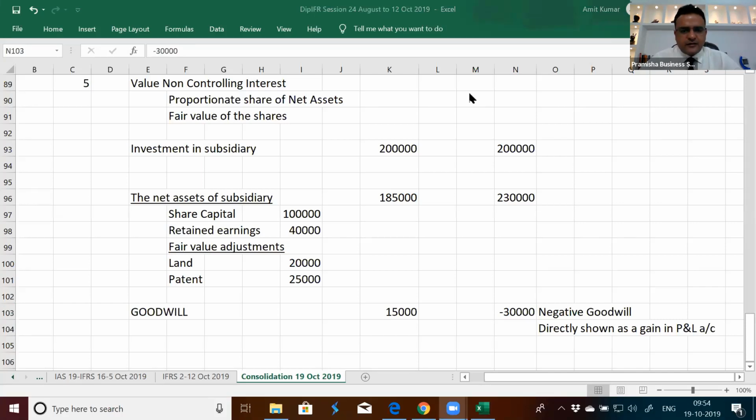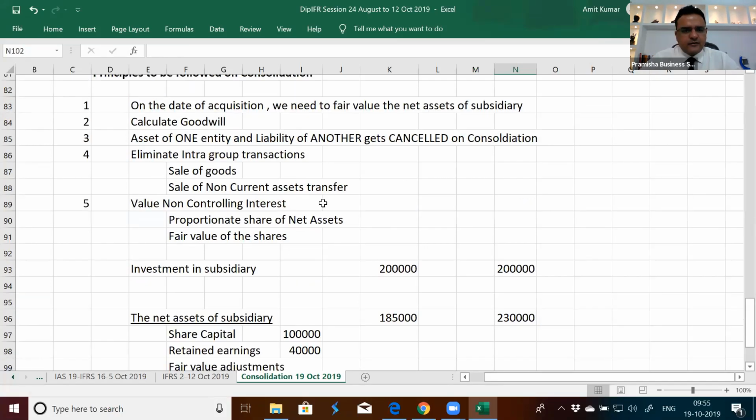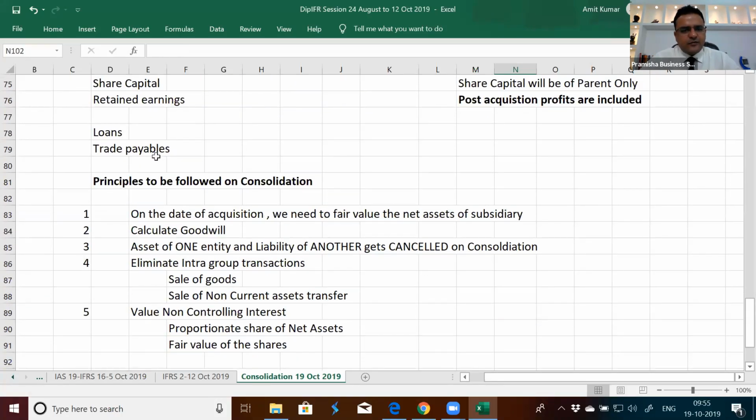Is this clear, Akash? Hello, is this clear? I'll discuss goodwill in more detail because I have to discuss valuation of NCI, and valuation of NCI determines valuation of goodwill. I'll show the relationship as I progress. As we progress, we'll touch upon all these items.